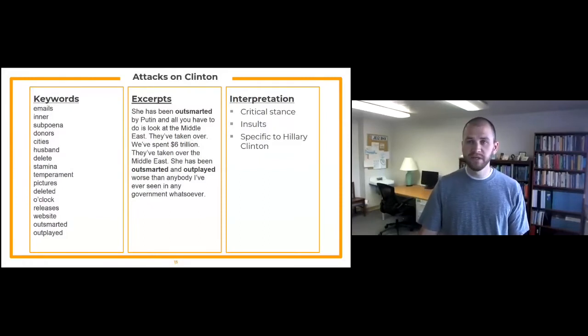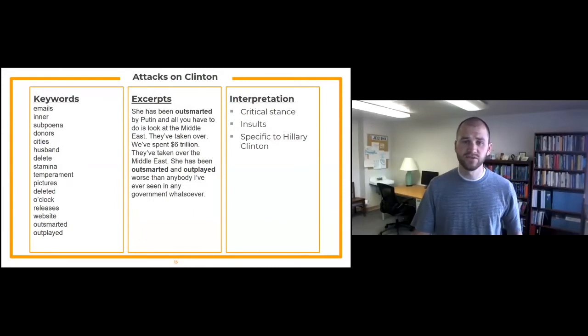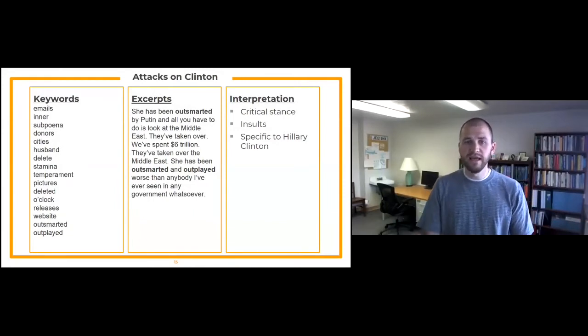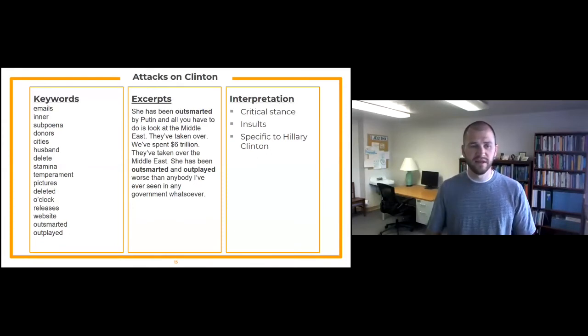Okay, a lot of words related to attacks on Clinton. All of these keywords can be directly linked to something Trump was saying to attack Hillary Clinton. So things related to the email scandal, or Benghazi, or her lack of stamina, or her husband Bill Clinton, or how she was outsmarted or outplayed. And you can see in this quote, "outsmarted and outplayed worse than anybody I've ever seen in government whatsoever." This is related to a critical stance Trump is taking of his opponent, insults, and they're very specific to Hillary Clinton. In some cases, he criticized other people, but all of these are related to Clinton.